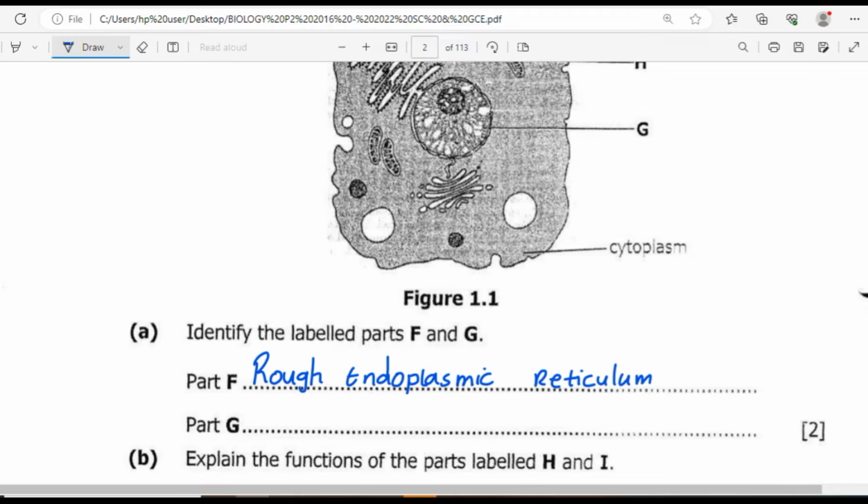Then part G. So part G, we are looking at this membrane outside here. The part inside this membrane is a nucleus, and we know that it's shaded. So this part that is shaded here is the nucleus. So what membrane surrounds the nucleus? The membrane that surrounds the nucleus is the nuclear membrane.